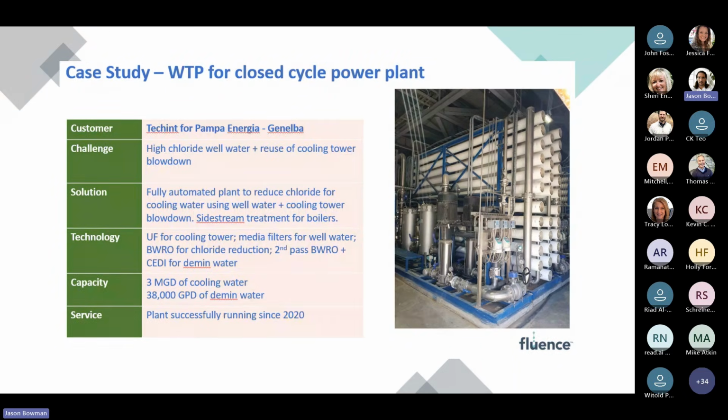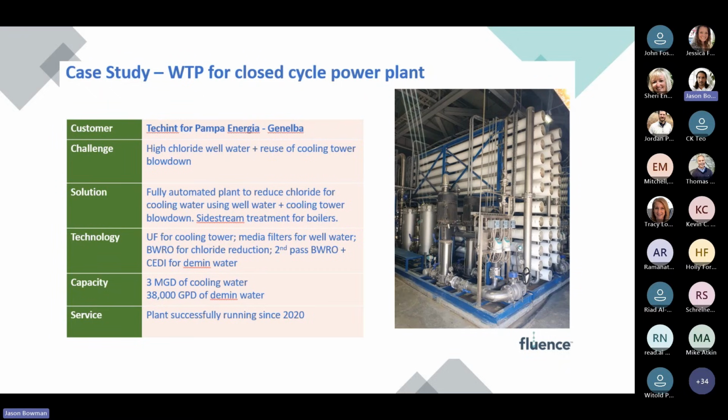The final case study that I have today is on a combined cycle power plant. This plant happened to be located in a geography where the feed to the plant was somewhat limited for their overall requirements. So this understandably created some difficulties in the initial design phases, but ultimately it was decided that we would supplement the well water feeding the plant with some recycled cooling tower blowdown.